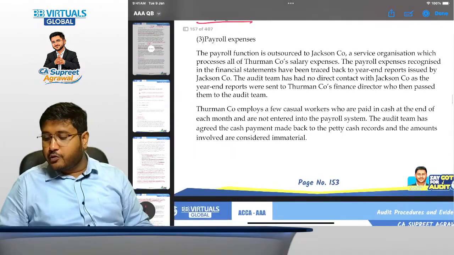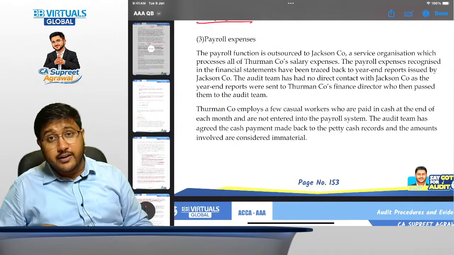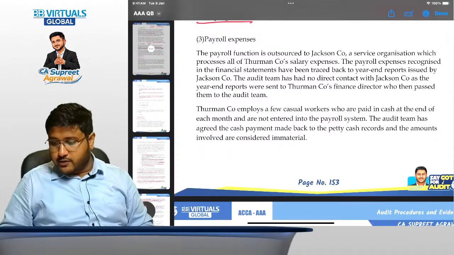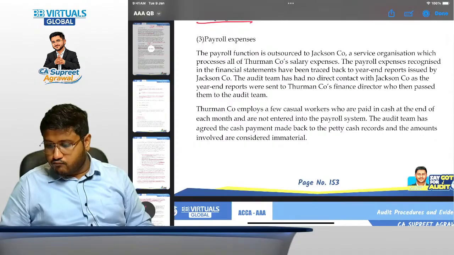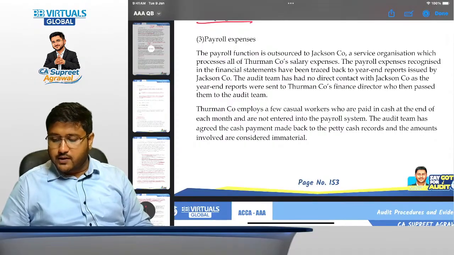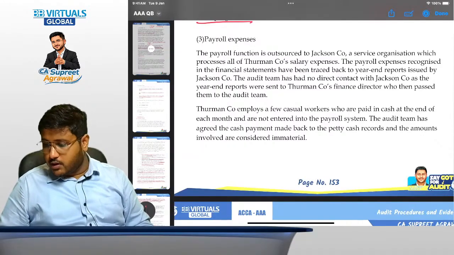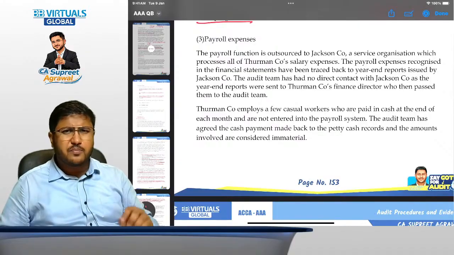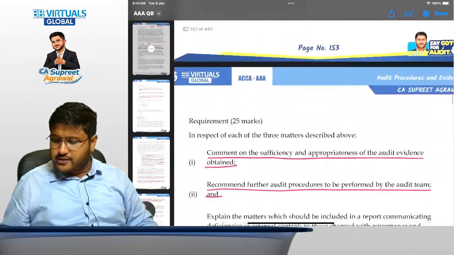Thurman Company employs a few casual workers who are paid in cash at the end of each month. So there's no fixed employment also, and they are not entered into the payroll system. Oh my God. The audit team has agreed the cash payments made back to the petty cash records, and the amounts involved are considered immaterial. So immaterial amounts are there, and we have tested it also.